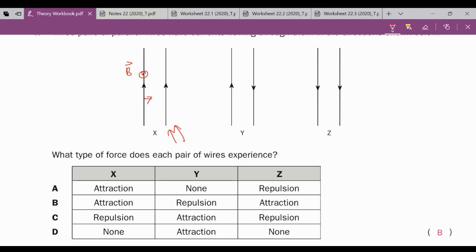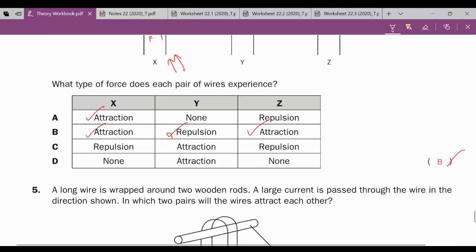If you repeat the same thing from here using the right-hand grip rule, this will have a magnetic field that is going in, towards FBI. So it shows that the force is coming here. So what happens when the current is flowing in the same direction? They will be attracted. When they're flowing in opposite directions, they will repel. You can do the same working from fundamentals itself. Similarly for Z, they'll be attracted. So the answer is B.